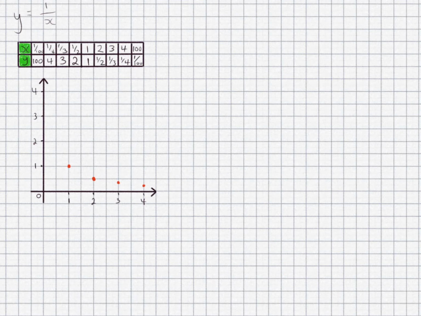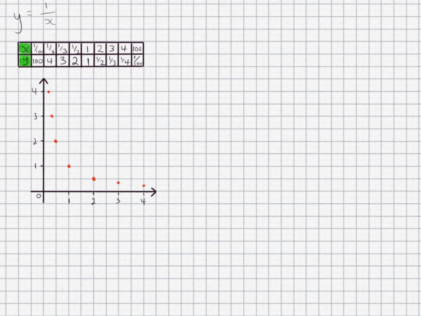What about these smaller values of x? At x equals 1/2, we got y equals 2. At x equals 1/3, we got y equals 3. And at x equals 1/4, we got y equals 4.